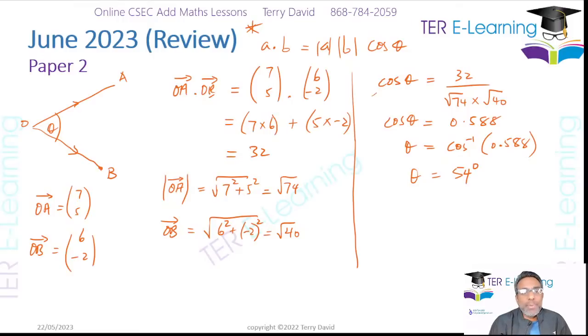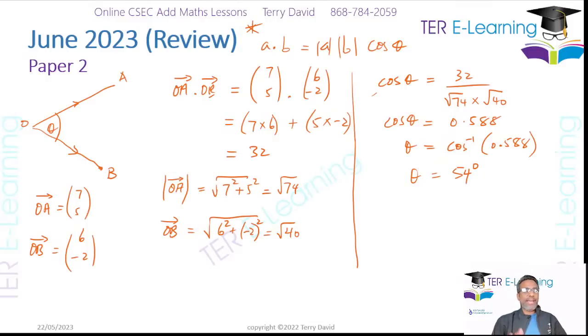So be prepared to answer a question involving the angle between two vectors. That's something that can come in the exam. But I'm getting 54 degrees as my angle.